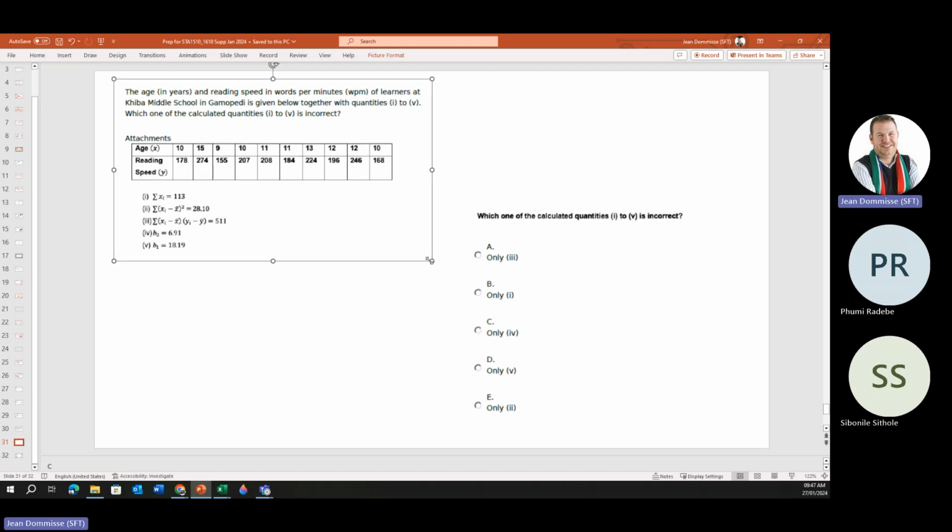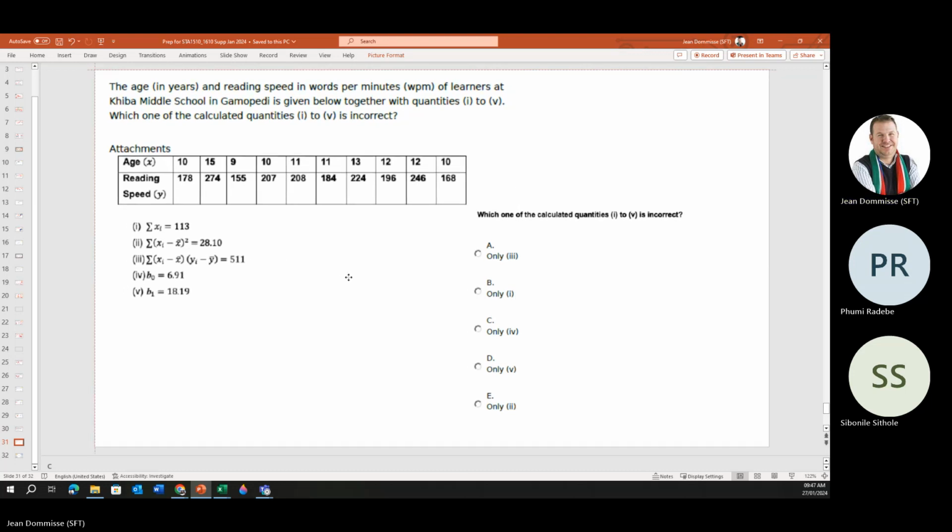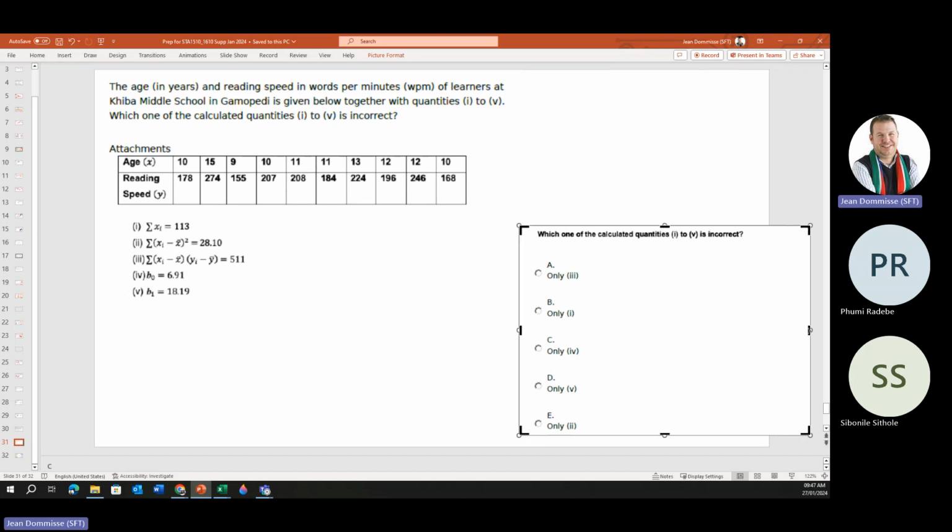So let's make this bigger, at least so that we can see, and we can just change this up a bit. Okay, so in here, they give us the data set, they give us certain answers to that data set, but we will need to decide, are these ones correct? So here they say, is only three right, only one, only that, only that, only that.